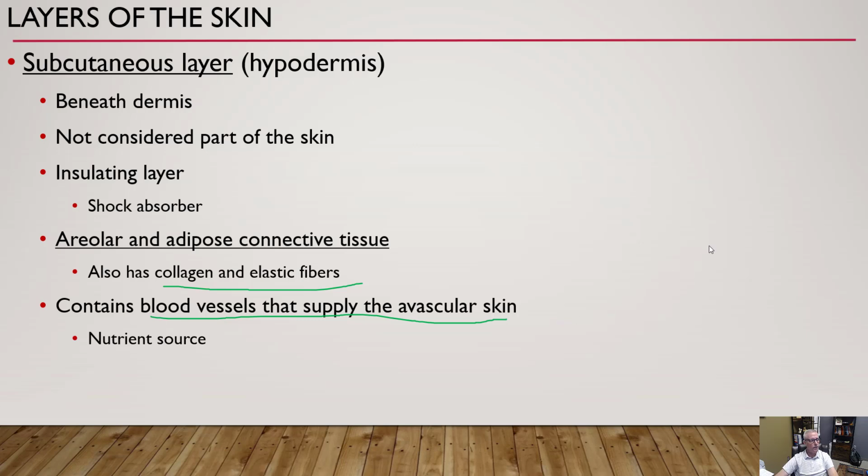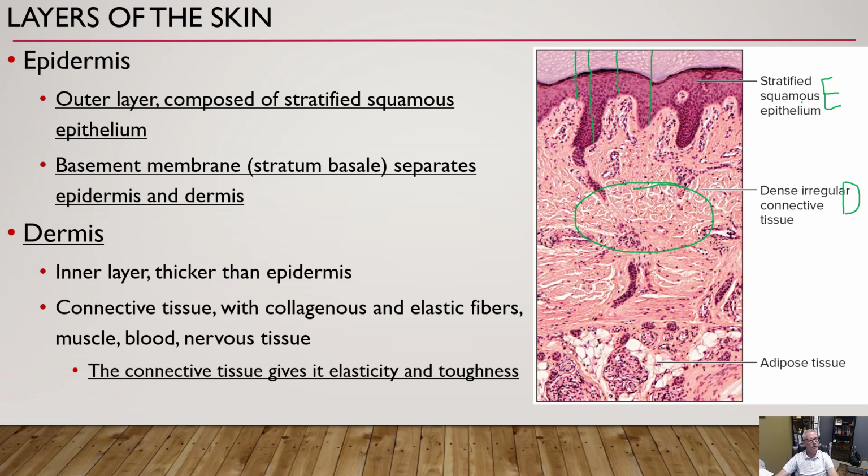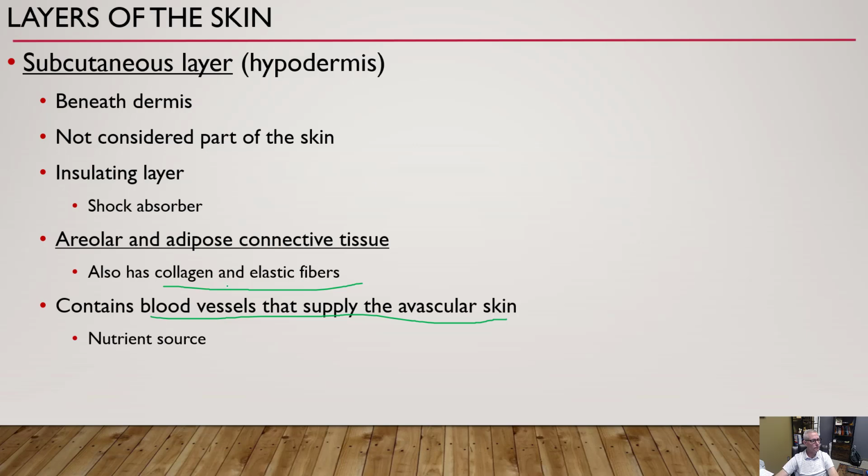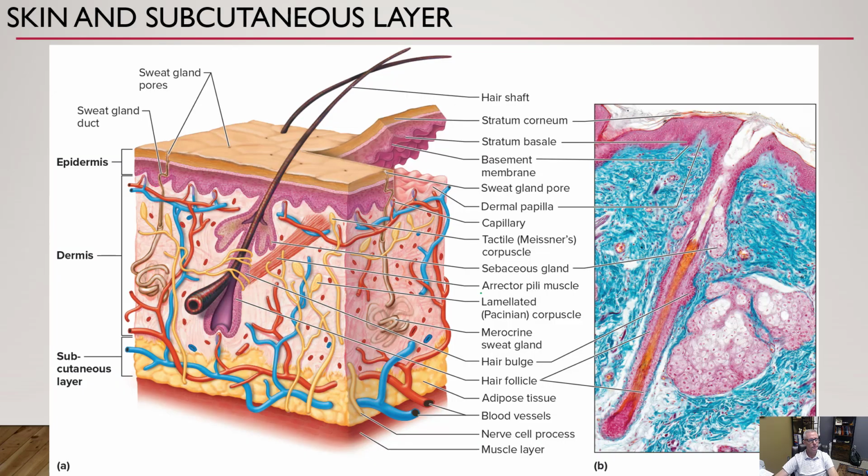If we go back up here, this epidermis, and we'll see this in a couple slides, this epidermis does not have any blood vessels, which is, like I said last chapter, why you don't bleed with a paper cut. So it's the hypodermis and the dermis that would provide the nutrient source for the epidermis.